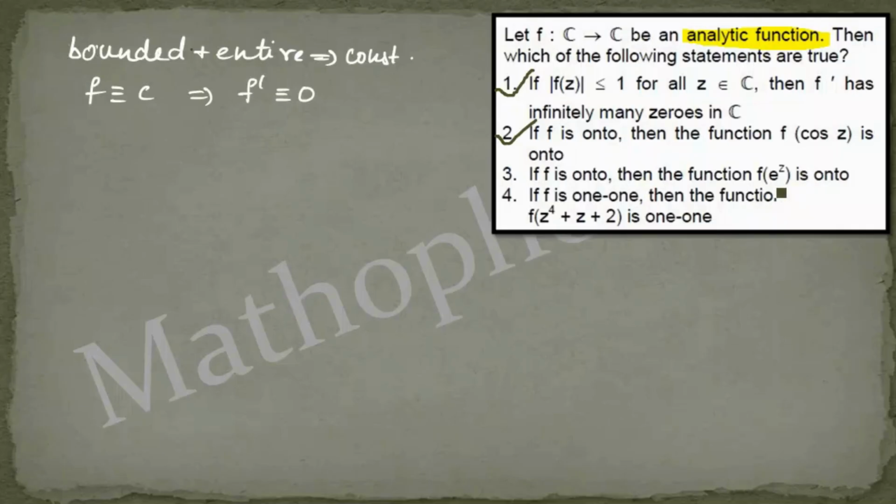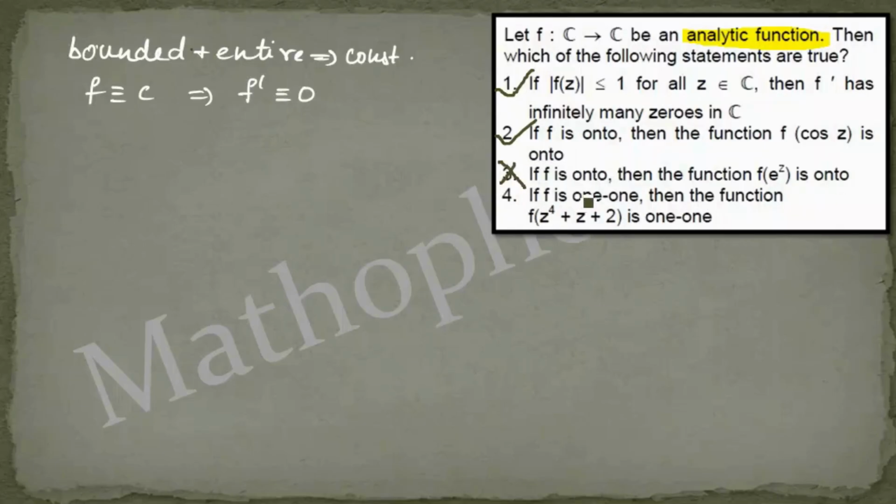Next option 3, if f is onto, then function f of e power z is onto. f is onto okay, but e power z வந்துட்டு it's not onto, because e power z has image C restricted to 0. So அதனால e power z onto சொல்ல முடியாது. So அதனால this option is wrong.